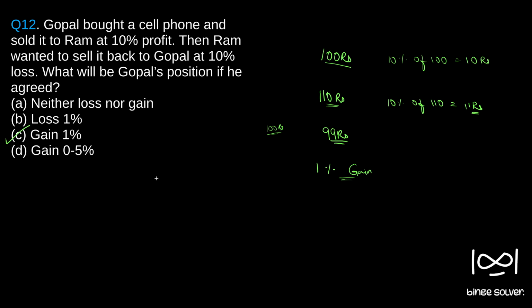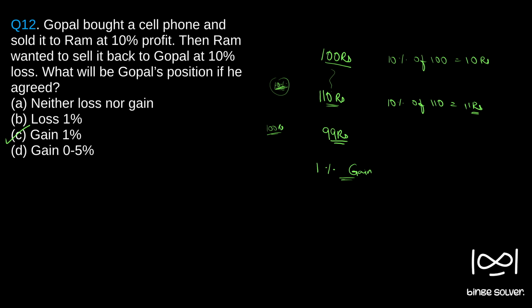Another common mistake people could make is this: Gopal got an initial profit of 10 rupees from this transaction, right? So one could think he got a 10 rupee gain. Now he's getting a 100 rupee phone for 99 rupees. That means again 1 rupee gain. So 10 plus 1, 11 rupees gain in total. That is not what the question asks.